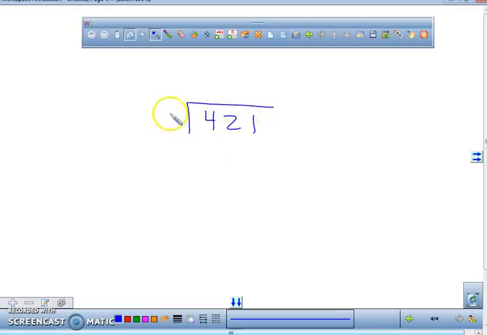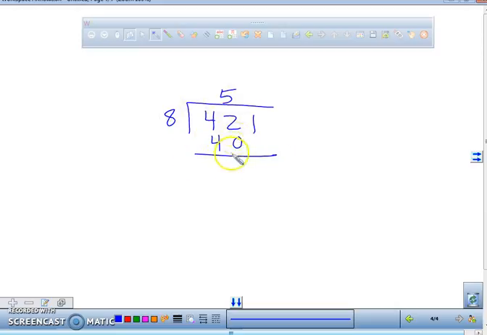421 divided by 8. How many times does 8 go into 4? None. But if 8 goes into a 42, how many times? 5 times is right. 8 times 5 is 40. And then we're going to subtract those, right? We've got to subtract them. So we subtract that, we get a 2. But what do we got to bring down? We got to bring down the 1. 8 goes into 21 how many times? 2 times is right. Because 8 times 2 is 16.